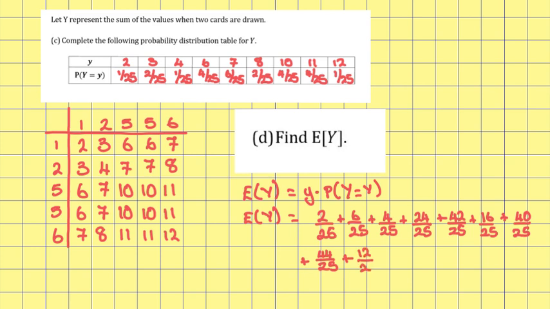which is equal to 190 over 25, which is equal to 7 and 15 over 25, which gives me a final answer of 7 and 3/5.